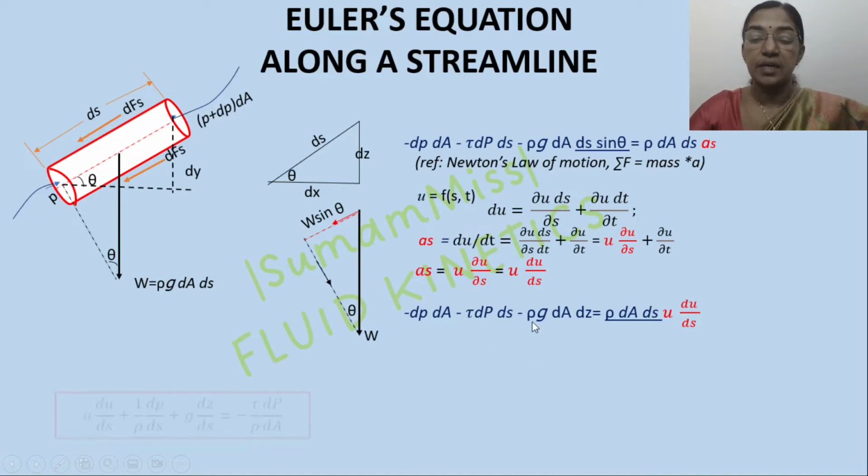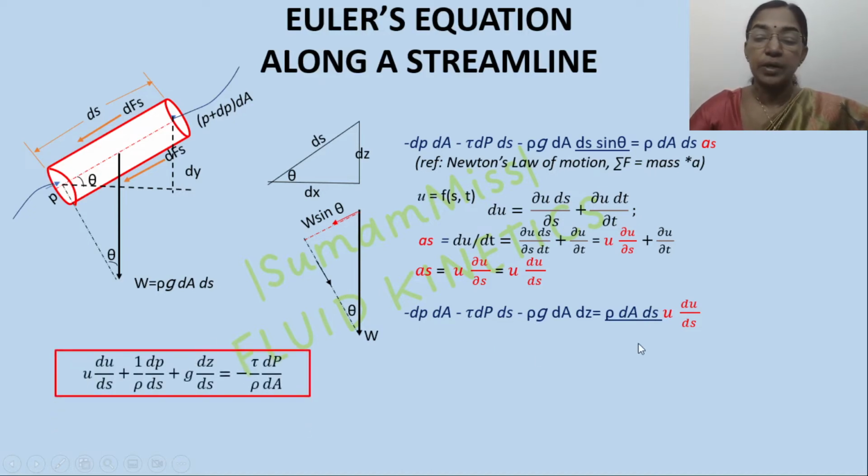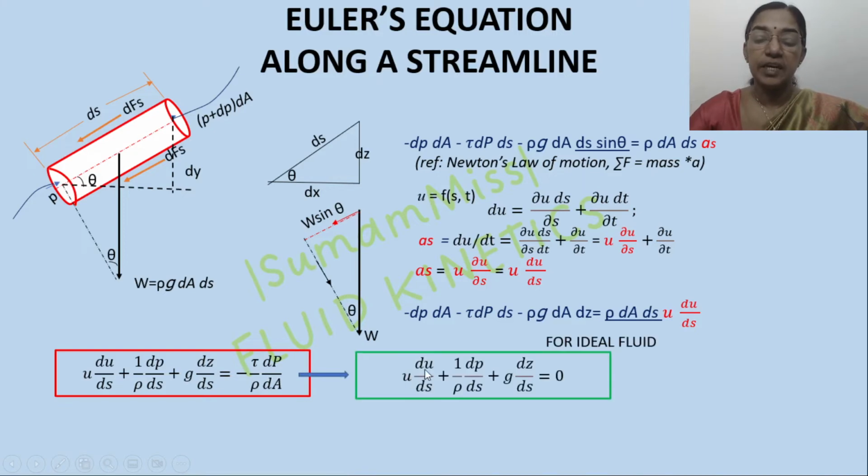Then this equation now turns to u into du by ds plus 1 by rho into dp by ds plus g into dz by ds equal to minus tau by rho into P by dA. For ideal fluid, viscosity equals 0. So for ideal fluid, this term is equal to 0. So this equation becomes u into du by ds plus 1 by rho into dp by ds plus g into dz by ds equal to 0.